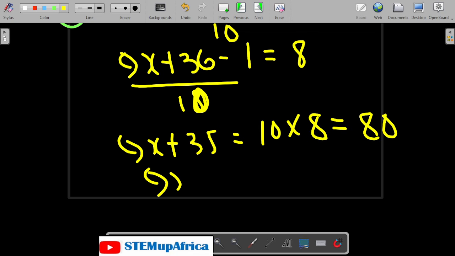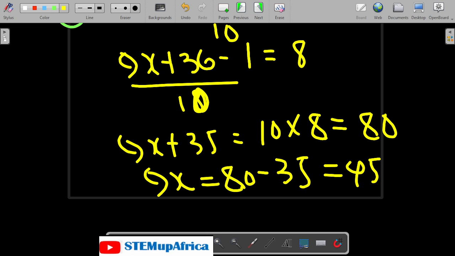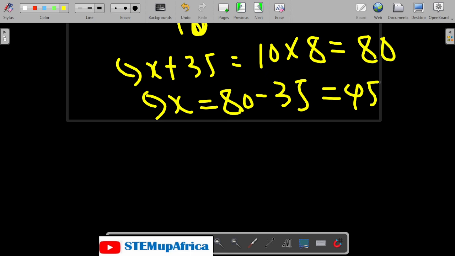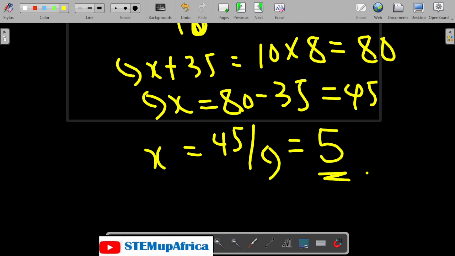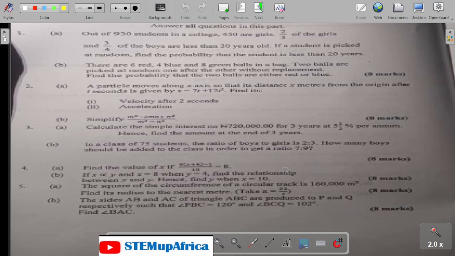So 9x will give us 80 minus 35, which is 45. So my x is simply 45 divided by 9. x will give me 5. So the answer is 5, question 4A. So let's get to 4B. 4B says x varies as y. x is 8, y is 4.